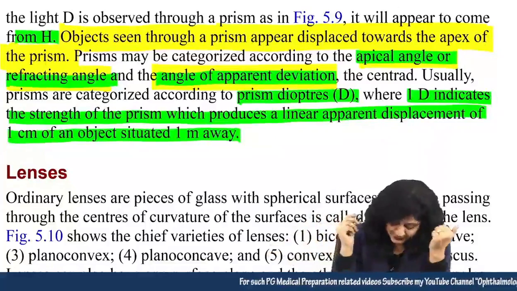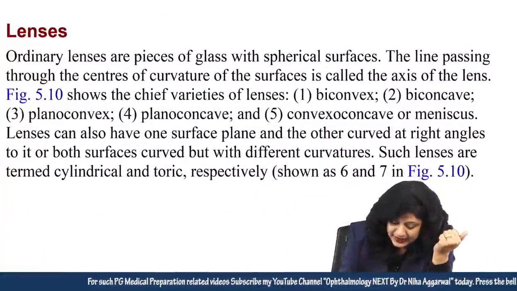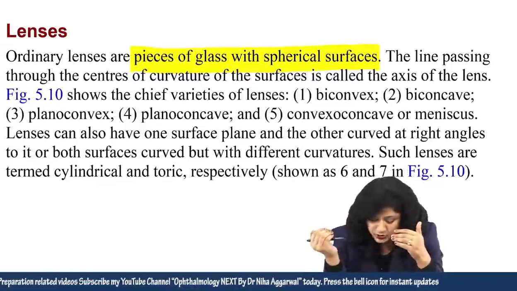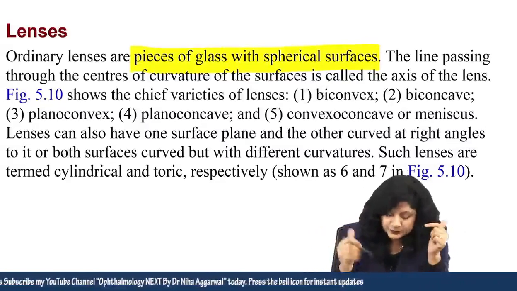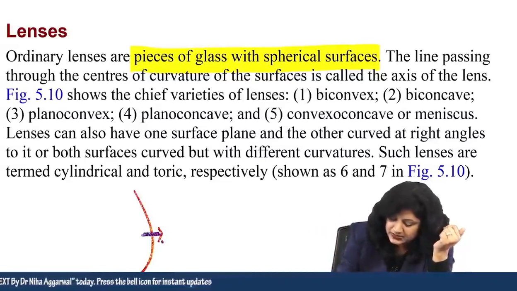Okay. Now talking about the lenses, what are lenses actually? Lenses are pieces of glass having spherical surfaces. The line passing through the centers of curvature is called the axis of the lens.